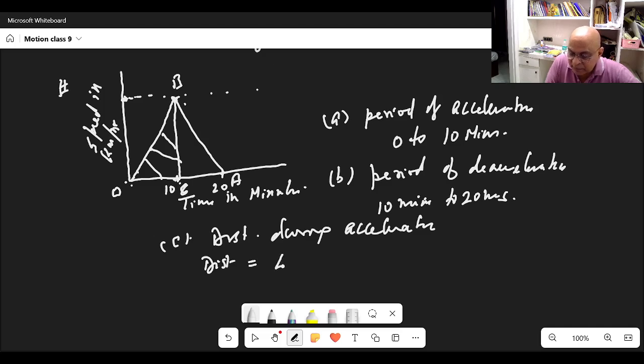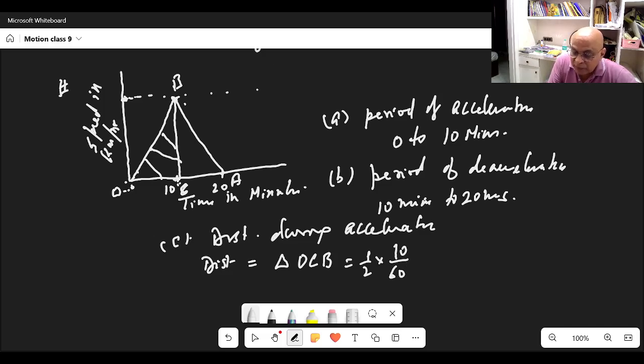the area. I am showing it by delta. Delta means triangle area. The triangle OCB. What will be the area? Triangle area, you know: half into base. Base is 0 to 10, meaning 10 minutes. But you have to give it in hours, so 10 by 60, because the speed is in kilometer per hour. To maintain uniformity, we have changed minutes into hours, 10 by 60.